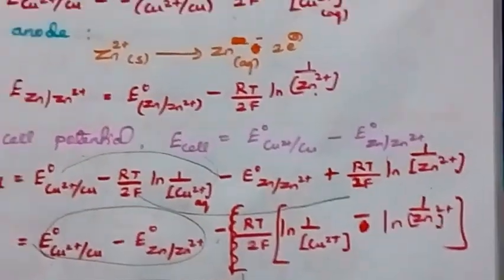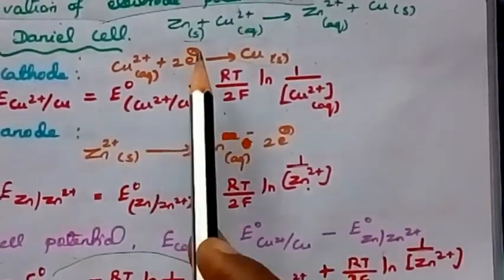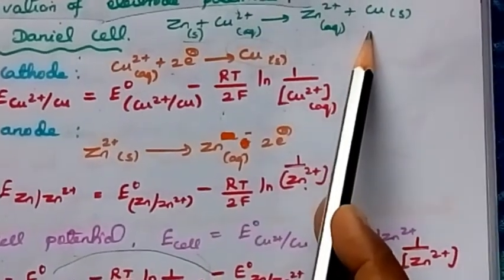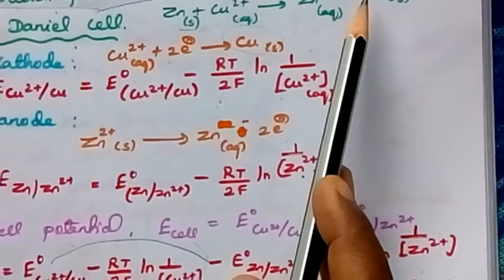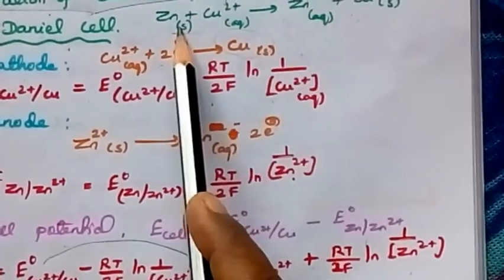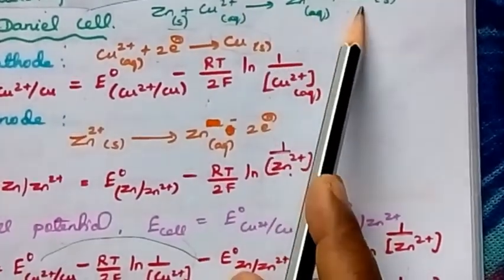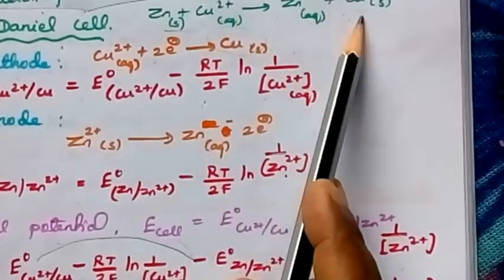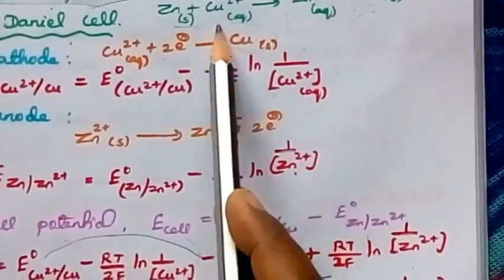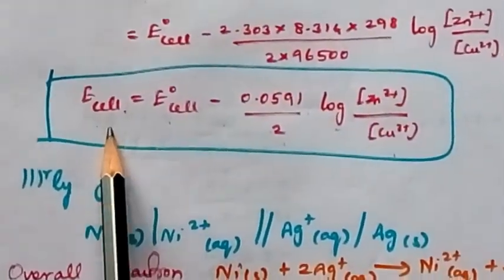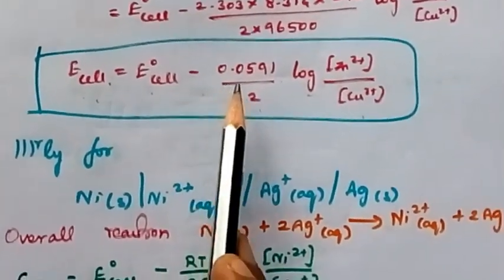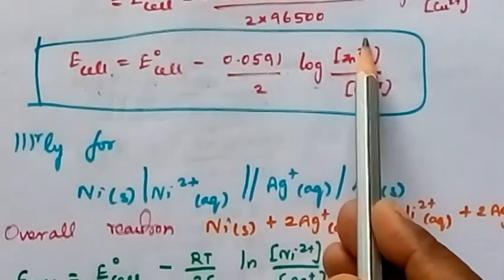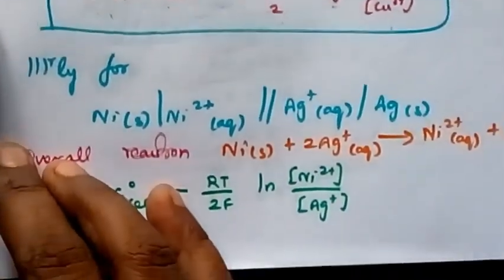If it is asked for 1 mark, we can directly write this. From this equation, we can write E is equal to E naught minus 0.0591 by the number of electrons transferred, which is 2 electrons. The concentration of a solid is 1. So it is product by reactant. EMF of the cell is equal to E naught of the cell minus 0.0591 log product concentration by reactant concentration.